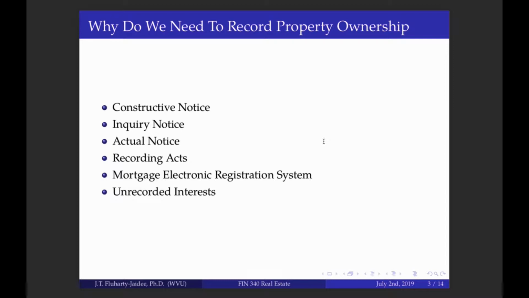Okay. Now, several recording acts have made it so that you now have to register your property in a general database system, so that everyone now knows publicly who owns what land.